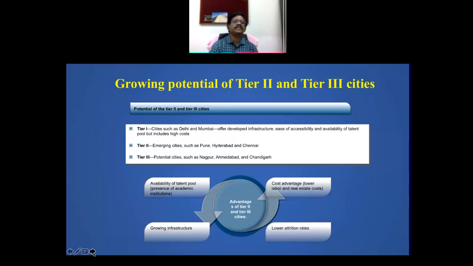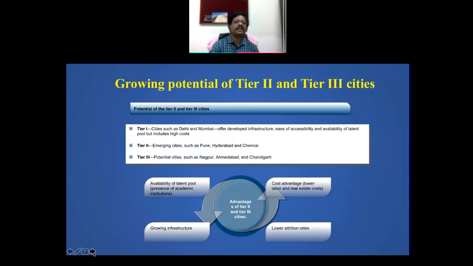Type 1 cities, such as Delhi and Mumbai, offer developed infrastructure, ease of accessibility, and an available talent pool, but at high cost. Type 2 are emerging cities like Pune, Hyderabad, and Chennai, and Type 3 are like Nagpur, Ahmedabad, and Chandigarh. Type 4 means even small places like Kakinada, Rajahmundry, Vijayawada, and Guntur. These places can be identified, and there is huge potential to start businesses there.